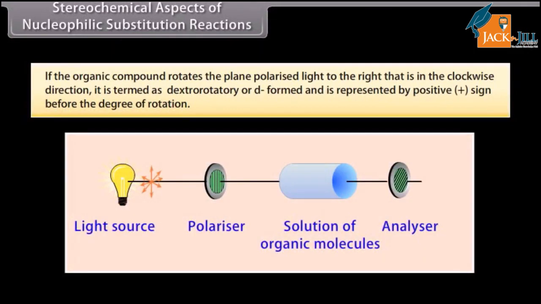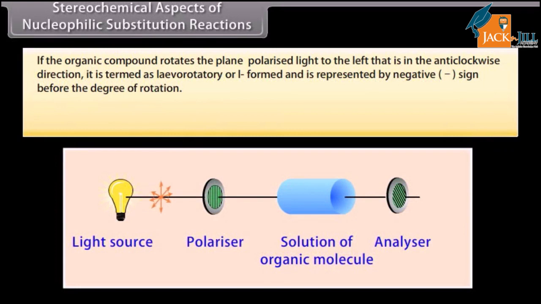If the organic compound rotates the plane polarized light to the right, that is, in the clockwise direction, it is termed as dextrorotatory or d-formed and is represented by positive sign before the degree of rotation.